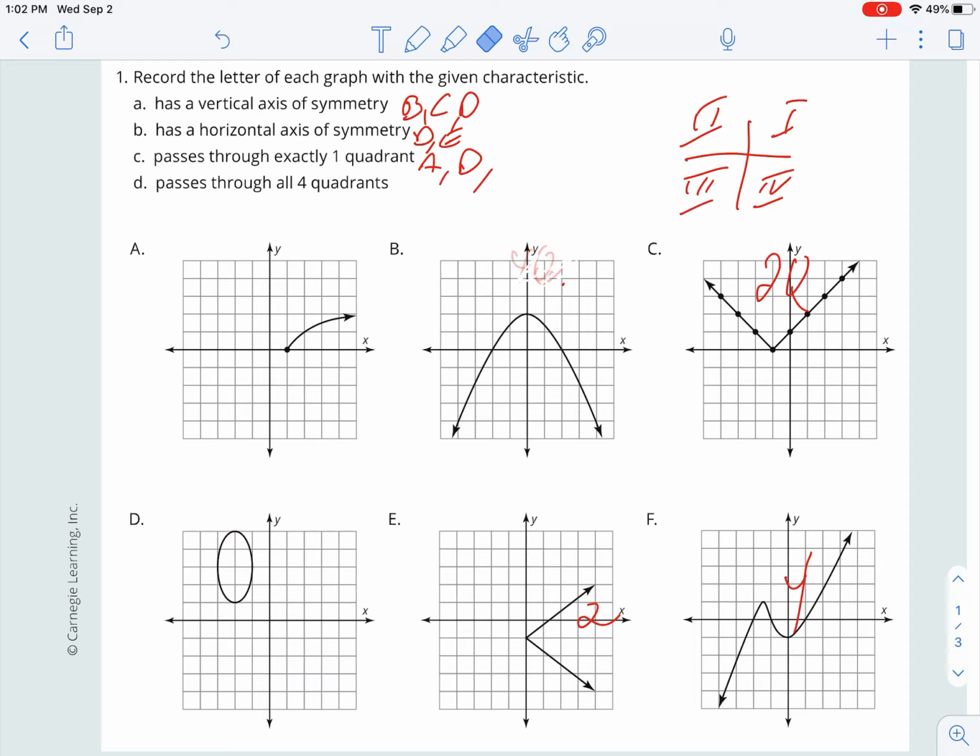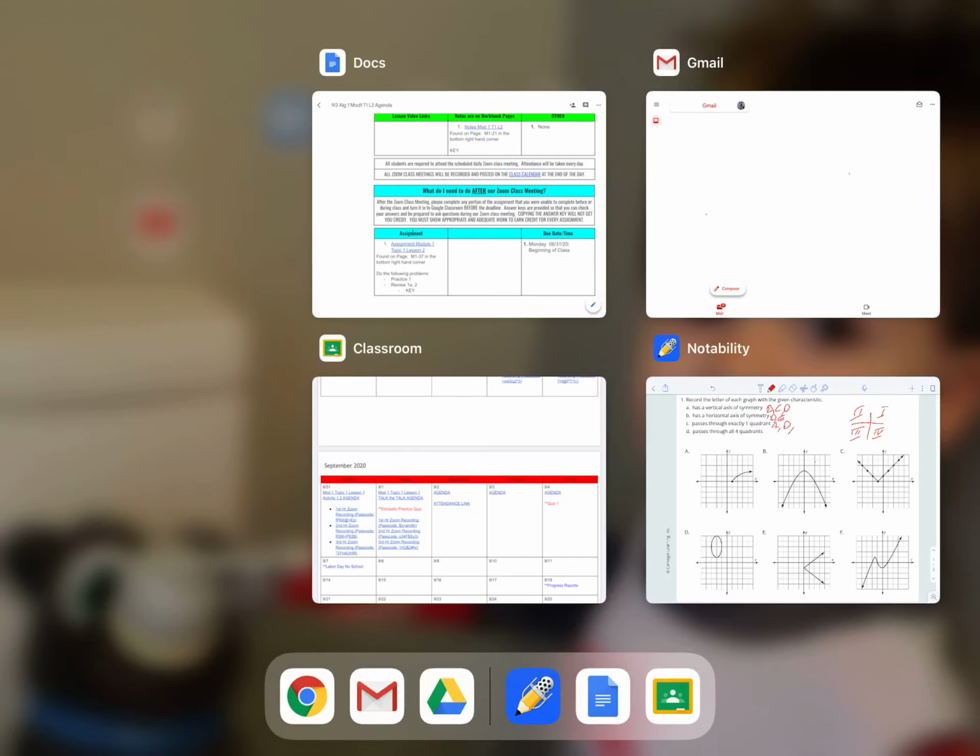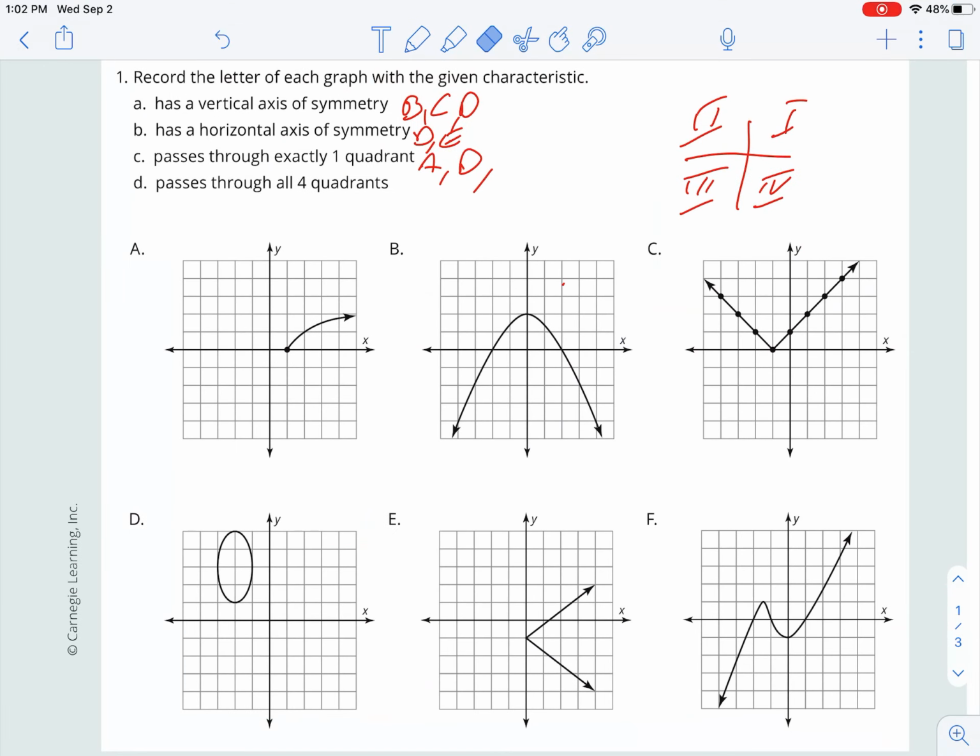Let me erase all that. Okay. And then letter D. Shoot, sorry guys. Let me go back to that. Letter D passes through all 4 quadrants. So for the ones that we had 4, I should probably just answer at the same time. Letter B had all 4. Letter C was only 2. Letter E was only 2. Letter F has all 4. So letters B and F. All right.